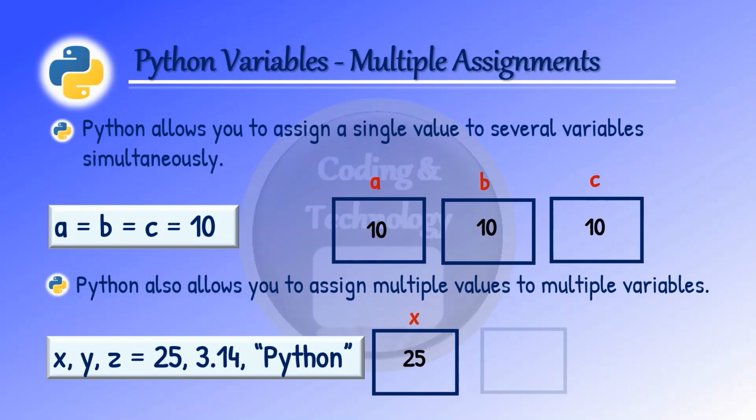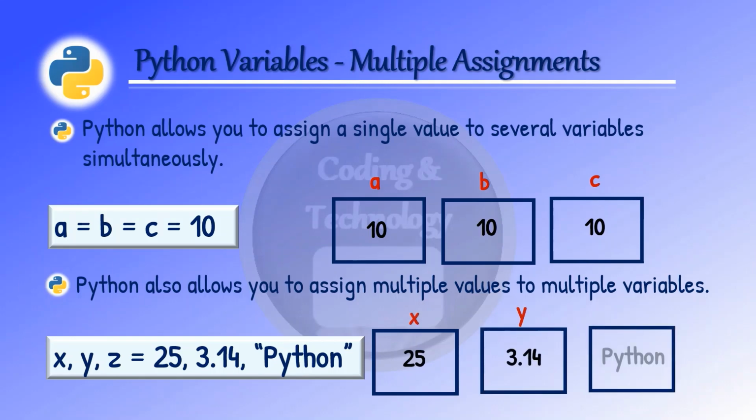Python also allows you to assign multiple values to multiple variables. The way to do this is to list your variables separated by commas. The order of your variables will be the same order in which the values will be assigned. Hence, after printing, the value of x will be 25, y will be 3.14 and z will be Python.